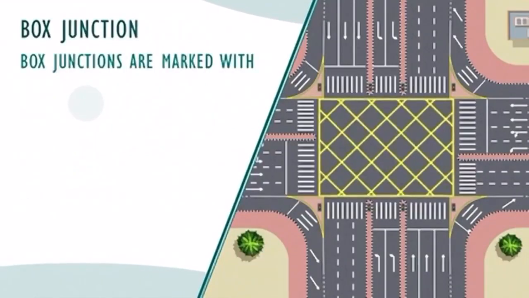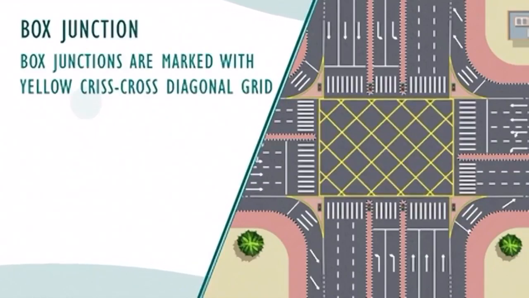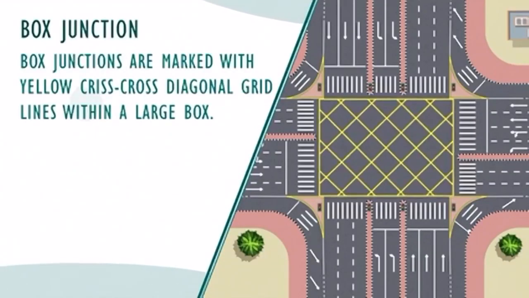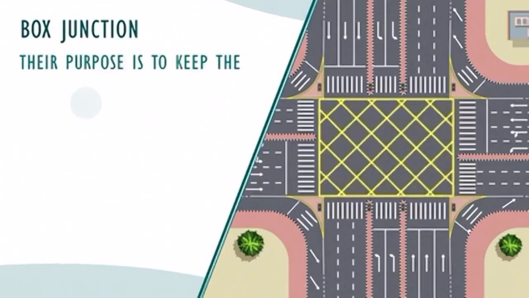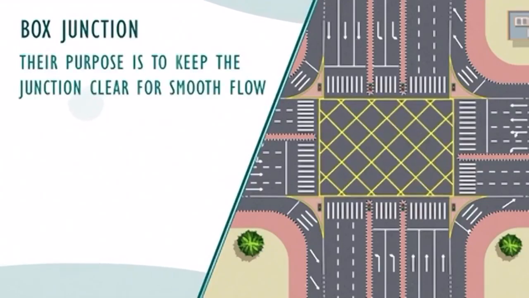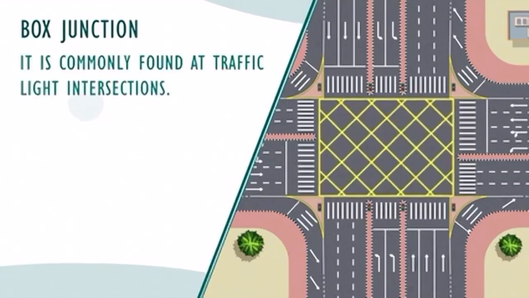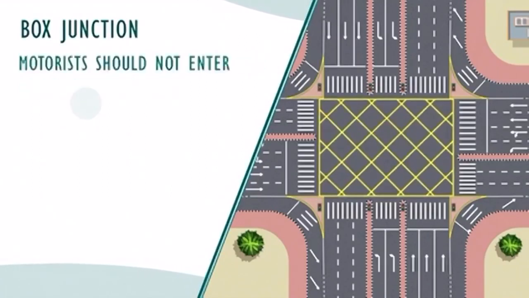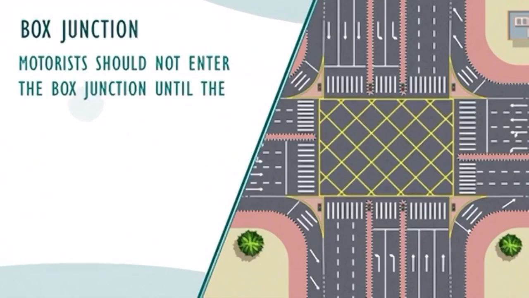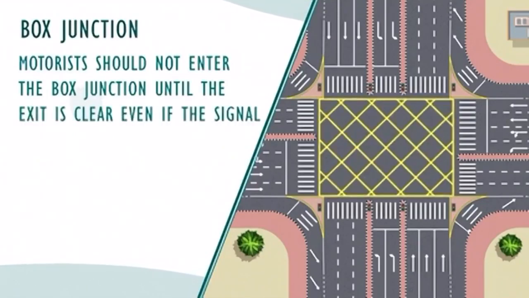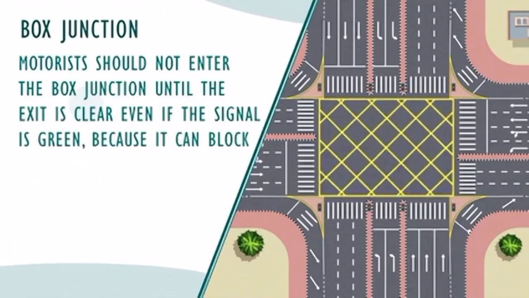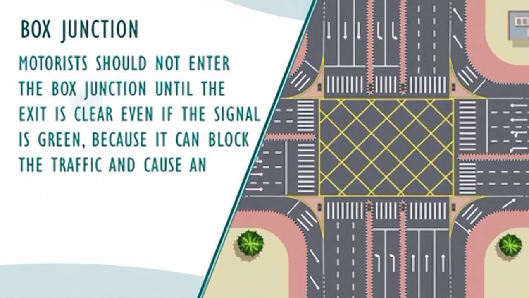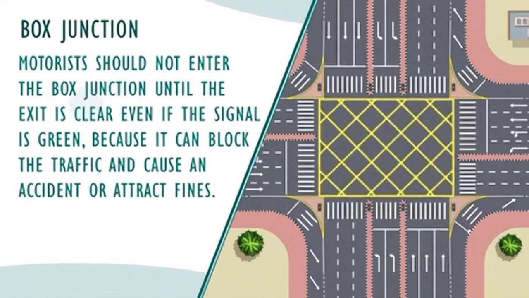Box junctions are marked with yellow criss-cross diagonal grid lines within a large box. Their purpose is to keep the junction clear for smooth flow of traffic. It is commonly found at traffic light intersections. Motorists should not enter the box junction until the exit is clear, even if the signal is green, because it can block the traffic and cause an accident or attract fines.